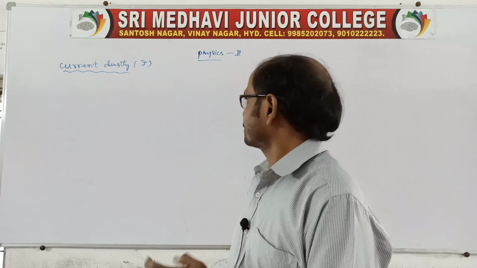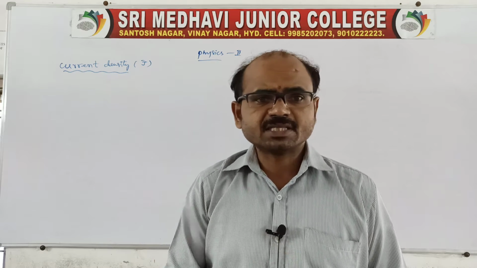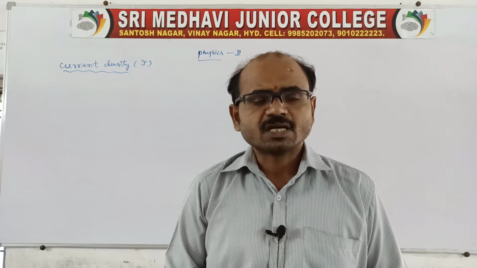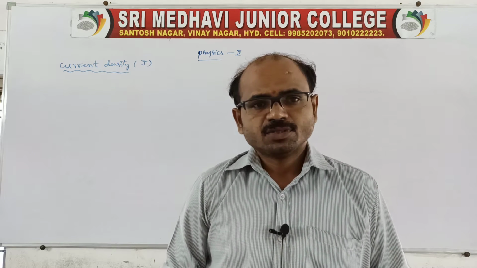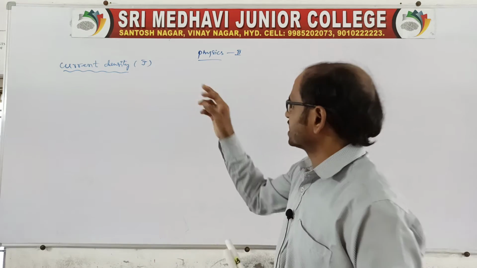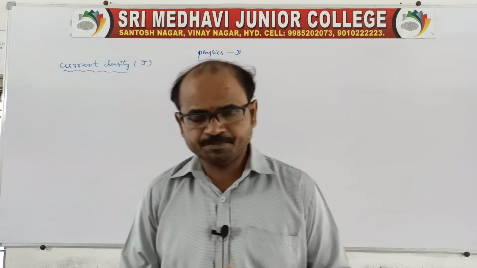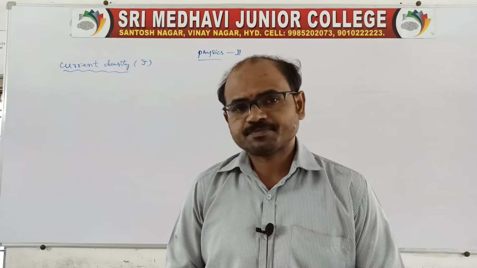In second year physics, we started current electricity in the previous class. In that, we covered the definition of current, and we did problems based on electric current. Now we'll move to the next topic, current density. The current density is J bar, and J bar is a vector.